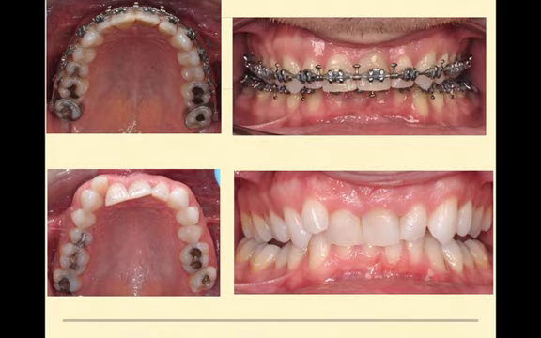So what do we mean by alignment and leveling? Alignment means to relieve crowding. If we have crowding, we have to align the teeth, make them straight. So if you can see the lateral incisor is blocked out, the teeth are crowded.